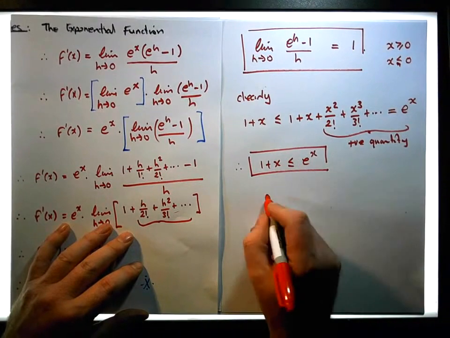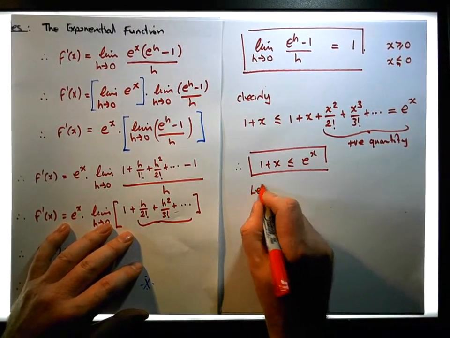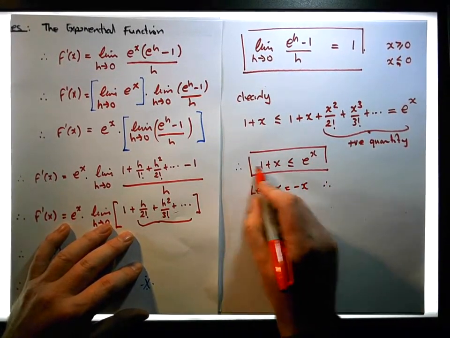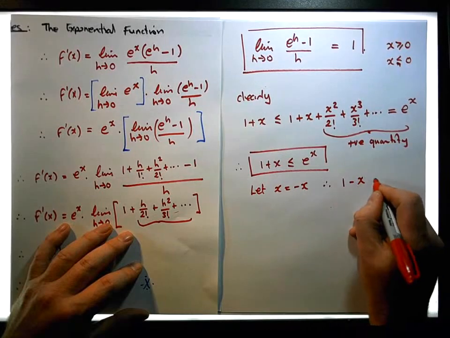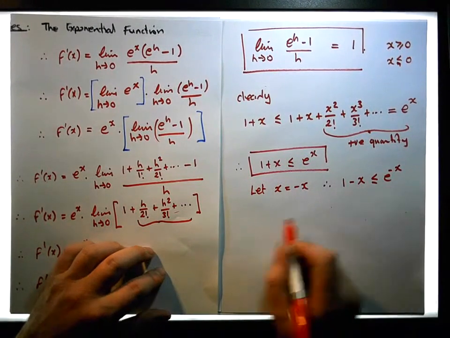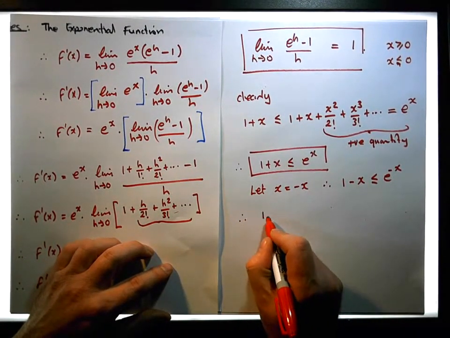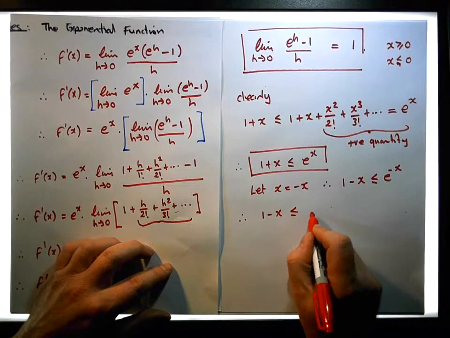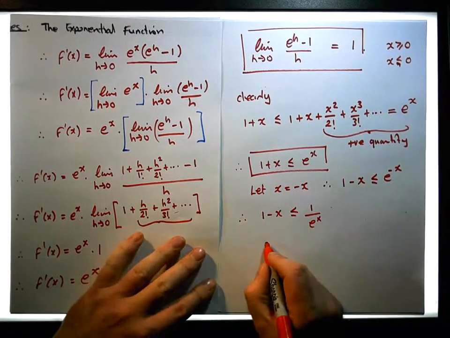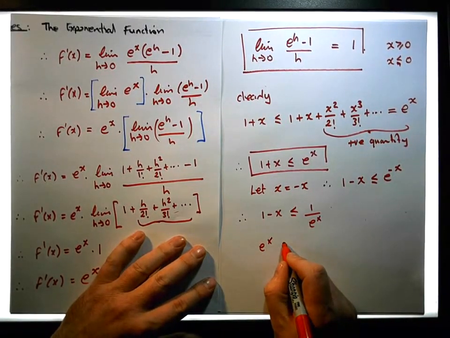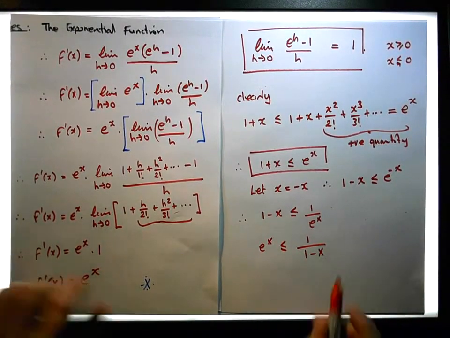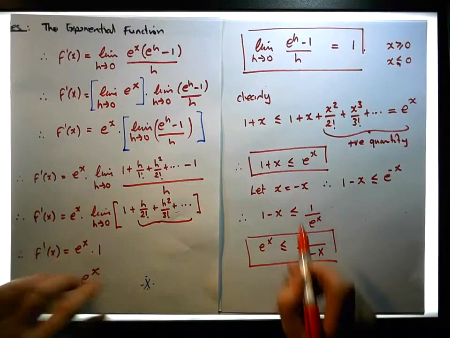So what we know here is that, let's say, let x equal minus x. Therefore, we have that 1 minus x must be less than or equal to e to the power of minus x. And what does that tell us? That tells us, therefore, that 1 minus x is less than or equal to 1 over e to the x, which effectively is telling us that e to the x is less than or equal to 1 over 1 minus x. So now we have two identities. We have this identity and this identity here.